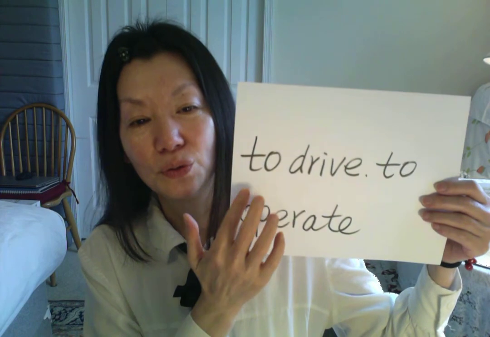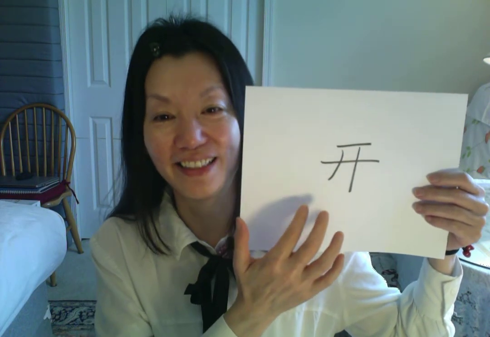开车, to drive a car. To drive or to operate. In Chinese, we say 开. Kai, to drive or to operate. Kai chē. But kai can also be to open the door, kāi mén, right? For the car, we don't open the car. To drive, kai. Okay.